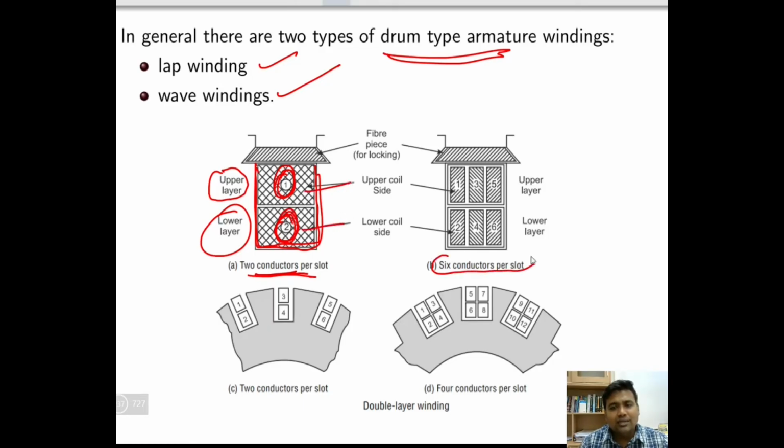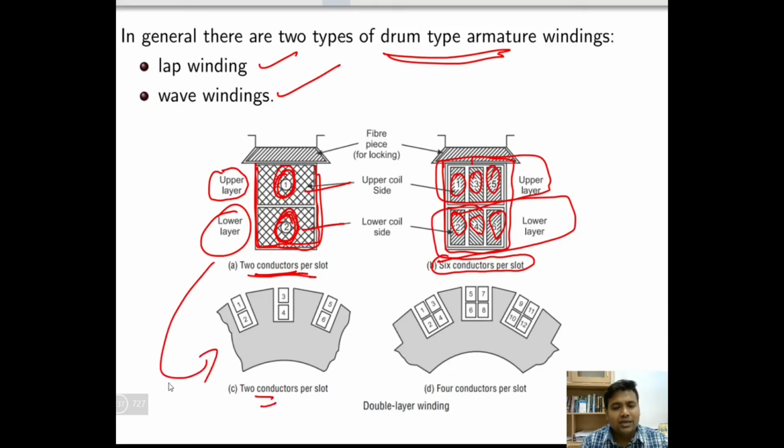However, if 6 conductors are placed per slot, you can see 1, 2, 3, 4, 5 and 6. Six conductors are placed per slot. This becomes the upper layer and this becomes the lower layer. So if two conductors are placed per slot, as we discussed, you can see the upper layer and the bottom layer in a particular slot and how the connection will be. If four conductors are there, then each slot has four conductors.